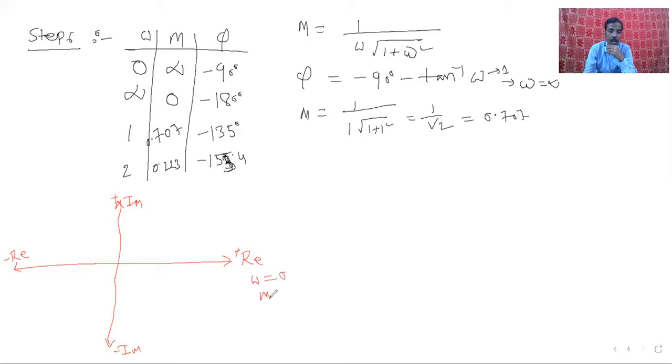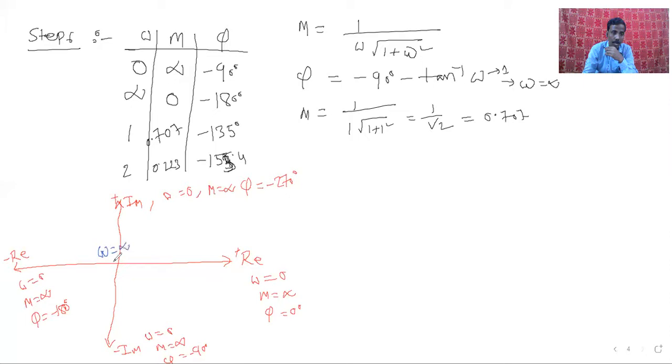Then this is omega equals 0, M equals infinity, phi equals 0 degree. And in this case, omega equals 0, M equals infinity, phi equals minus 90 degree. Omega equals 0, M equals infinity, and phi equals minus 180 degree. And this is omega equals 0 rad per second, M equals infinity, phi equals minus 270 degree. At origin, omega equals infinity and M equals 0.